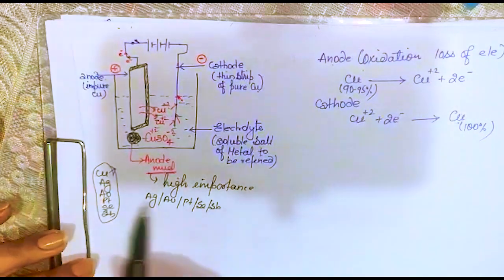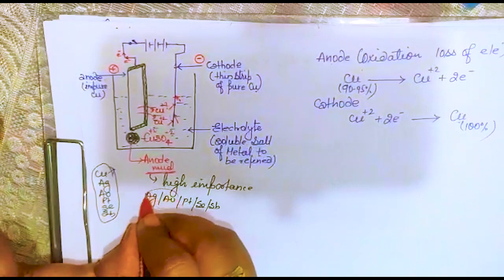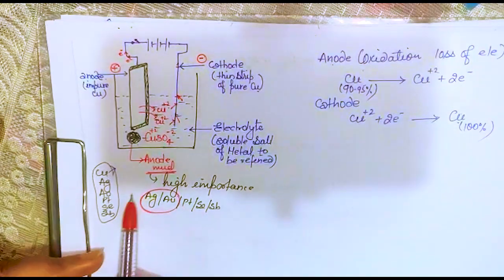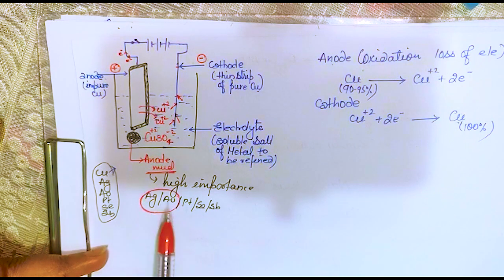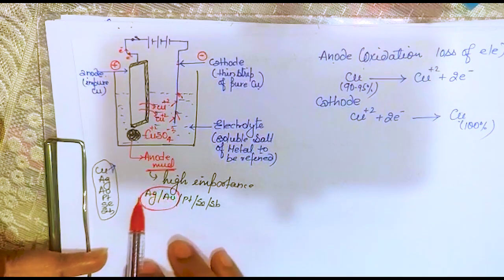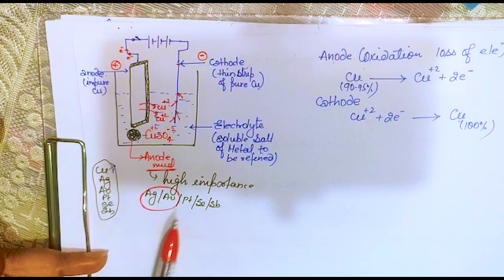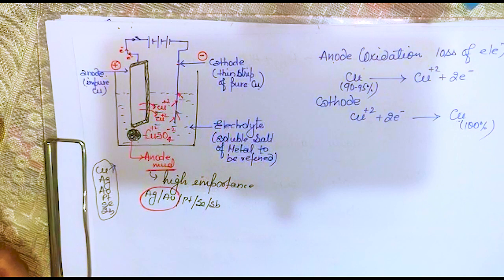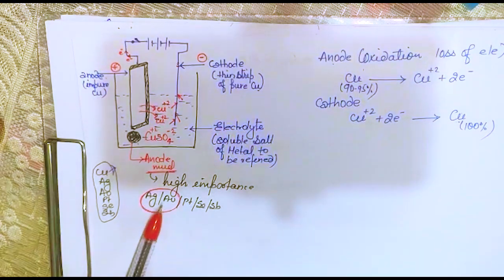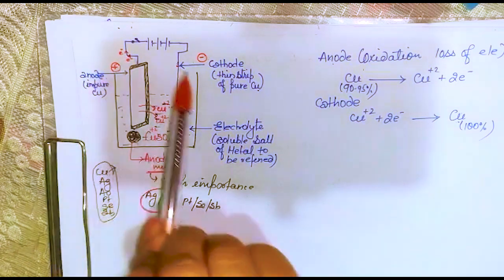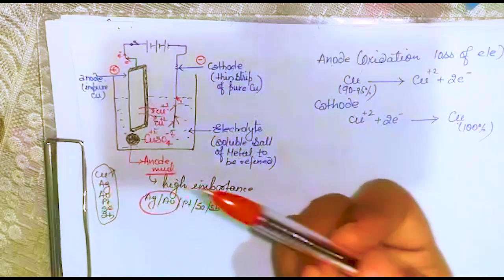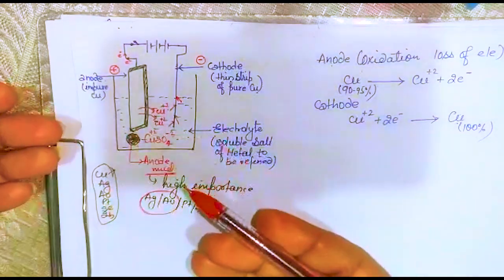Out of all these metals, these two metals are costly, and their cost, which we are obtaining in the anode mud form, will help to recover the expenses of this electrolytic refining. Got it? What I'm saying is, the cost of this Ag and Au will help to recover the cost of this electrolytic refining.